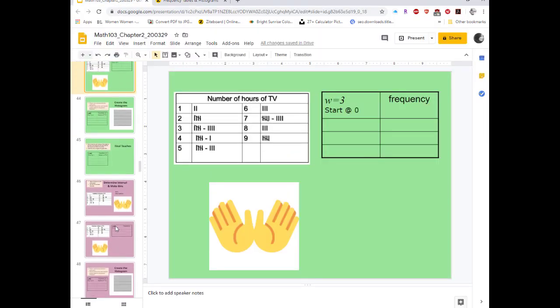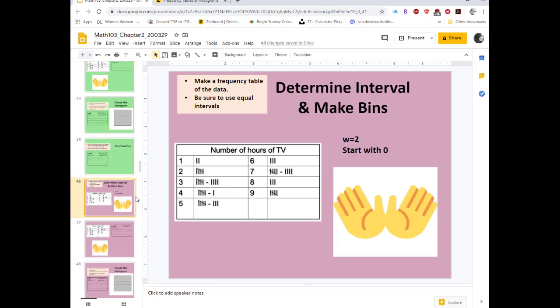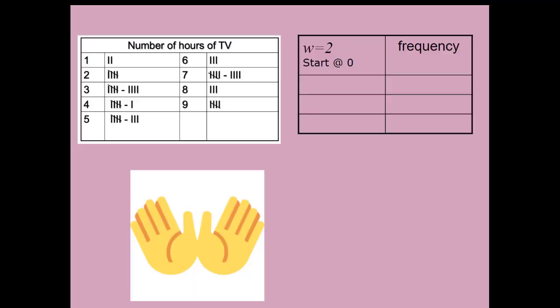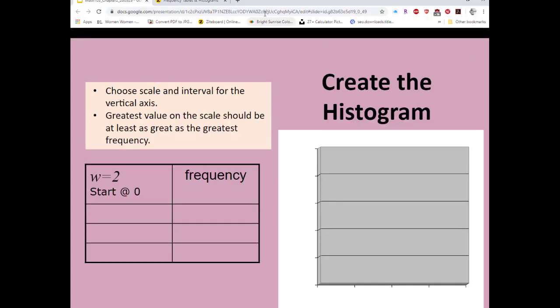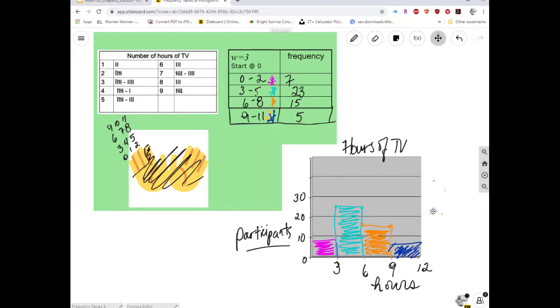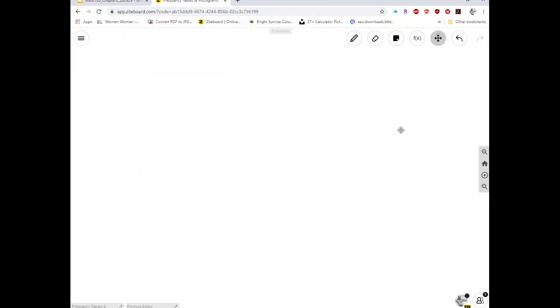All right, so let's do this next one. In this example, we're still working with the same number of hours of TV data. Okay, same stuff. This time, we're going to be working with a bin width of 2, and we're going to be starting at 0. So I'm going to go back into Ziteboard, and in through here, I'm going to make space for us to work, scooching this down, and I'm going to drag my picture over here.